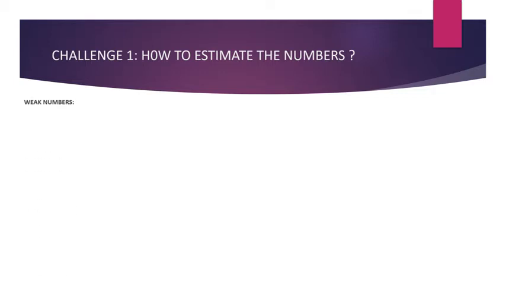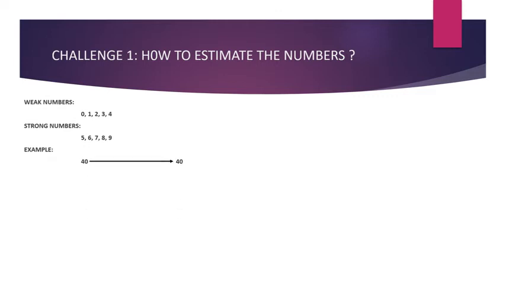Here you can see weak numbers 0, 1, 2, 3, 4. These numbers are called weak numbers to estimate the numbers, okay? And strong numbers 5, 6, 7, 8 and 9. You will keep in mind the weak numbers and the strong numbers. Which numbers are weak? 0 to 4 are weak numbers and 5 to 9 are strong numbers. This will help you to estimate the numbers. Now I am doing some examples for you. Then you will understand how to estimate the numbers.